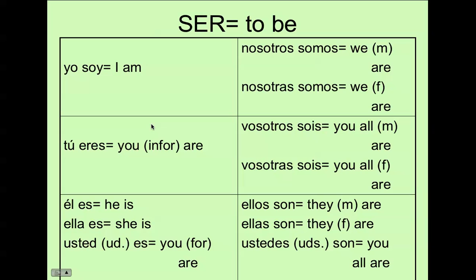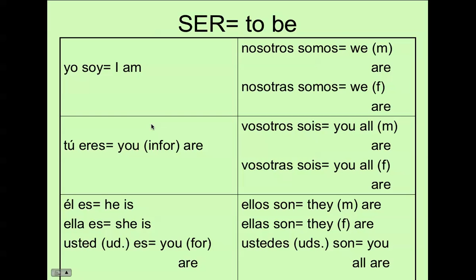So yo has to go with soy, yo soy. Tú has to go with eres, tú eres. Es, which usually means is in English, actually goes with 3 different subject pronouns. That's why I always have to write the subject pronoun when I'm using es, or almost always, because otherwise it gets confusing. So if I want to say he is, I say él es. If I want to say she is, I say ella es. If I want to say you are, I told you there's an exception to the rule, I would say usted es. I know it literally means you is, but it is correct in Spanish.